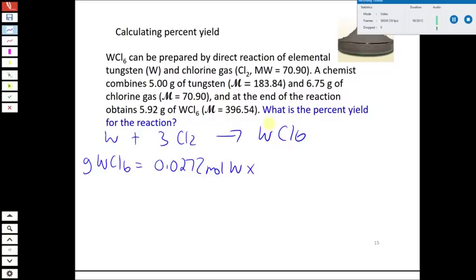So we have mole ratios now. To get moles of product, we use the mole ratios. 1 mole of WCl6 is going to form for every 1 mole of W, so it's just a 1-to-1 ratio. And then we're going to use the molar mass for WCl6, which is 396.54, to calculate the mass of WCl6. We could also do percent yield calculations in moles, but since we're given the grams of product that we collect, we're going to use the theoretical mass as a more direct way to do this.